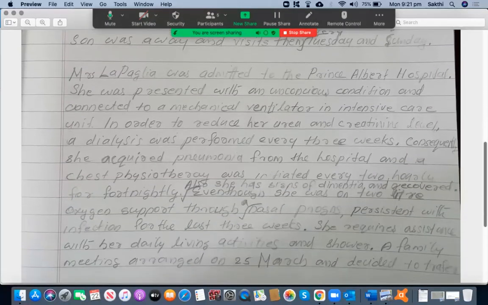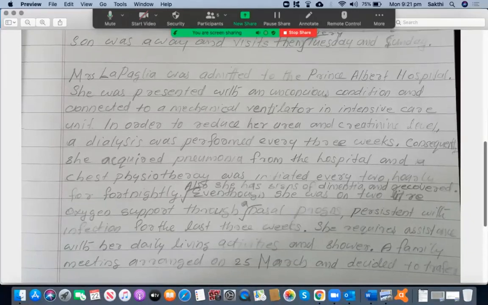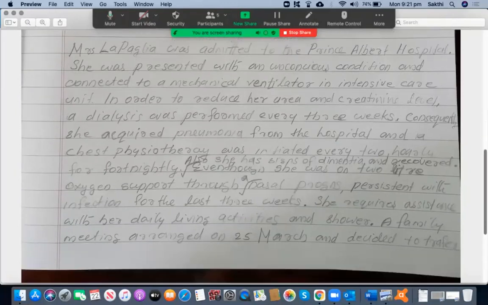Mrs. Lapaglia was admitted to the Prince Albert Hospital. She was presented with an unconscious condition and connected to a mechanical ventilator in intensive care unit. That's good. In order to reduce her, so that's a new sentence, isn't it? Yes, sir. In order to reduce her urea and creatinine level, a dialysis was performed every 3 weeks. All right, that's okay.